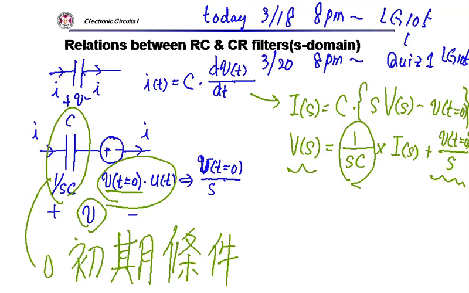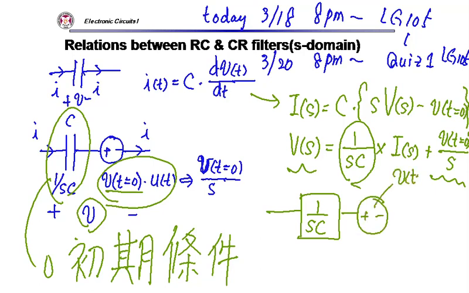So let's just see. This capacitor is 1 over SC, and then I have a voltage which is the initial voltage divided by S, right? That's my equivalent circuit of the capacitor. This is a Thevenin form. You can convert it into Norton form, right? In the Norton form, you can find the short circuit current. So in the Norton form, I may write 1 over SC, and then a current, right?